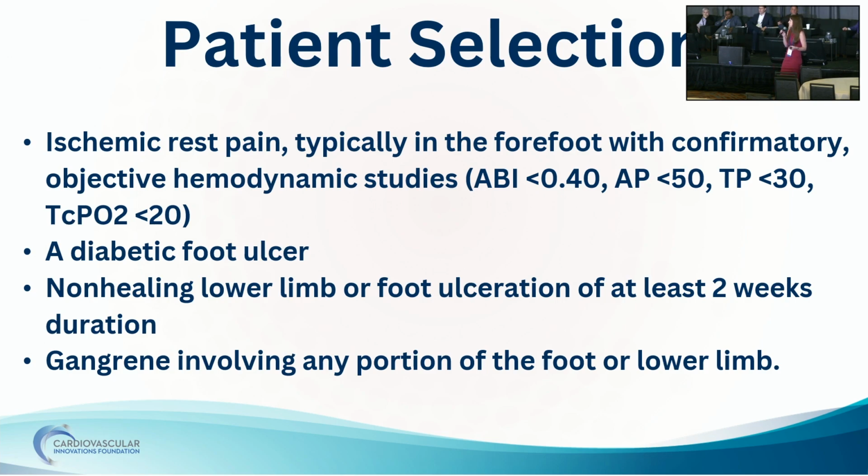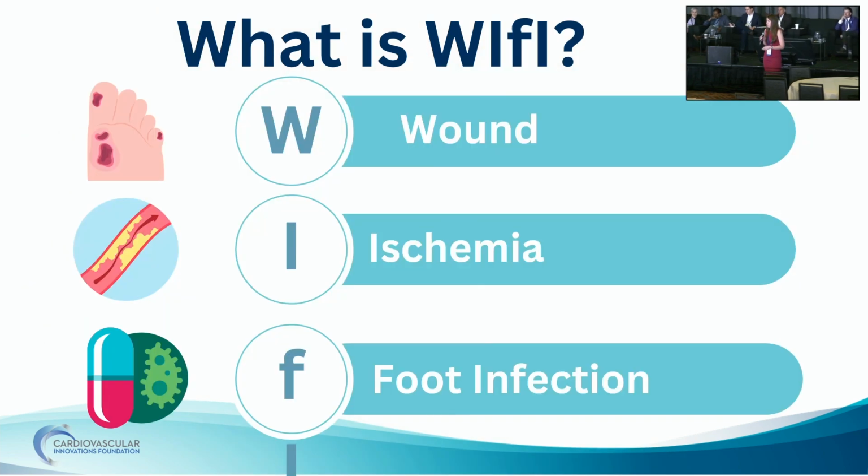So what patients do we want to use for this? It's important to have good patient selection. If we use this on the wrong patients, it can end up just serving to muddy the waters a little bit more, make us a little more confused in an already confusing and very cumbersome disease process. So patients with ischemic rest pain, typically in the forefoot with confirmatory objective hemodynamic studies, diabetic foot ulcers, non-healing lower limb or foot ulcerations of at least 2 weeks in duration, and gangrene involving any portion of the foot or the lower limb.